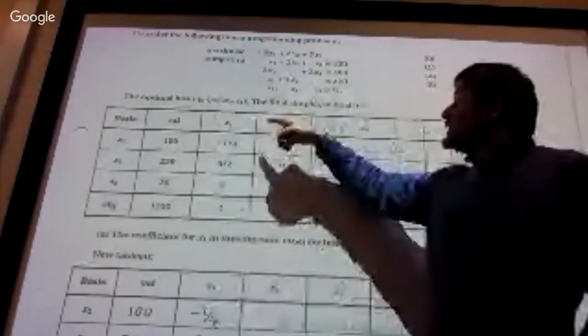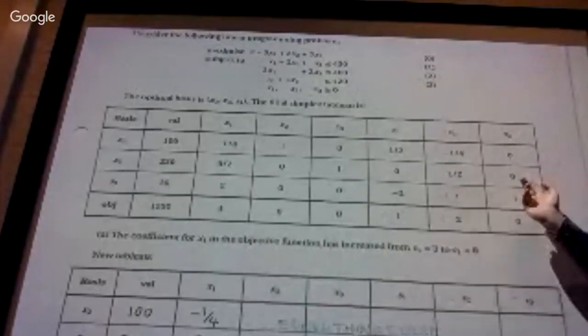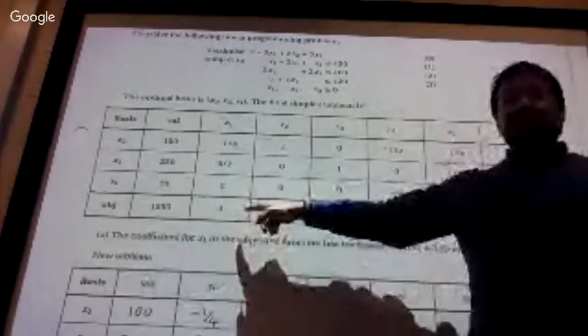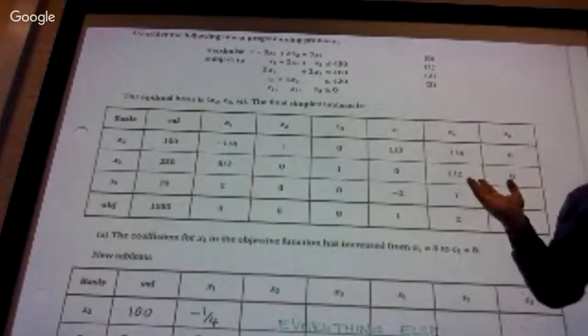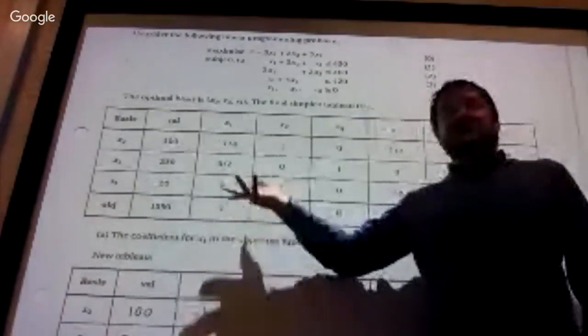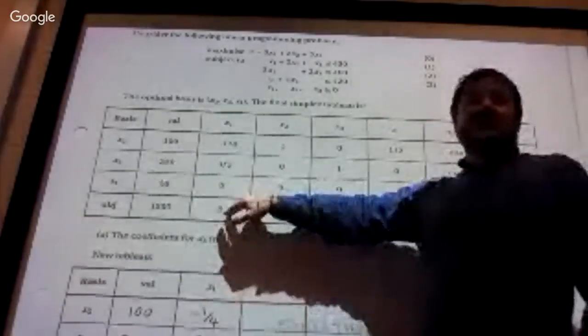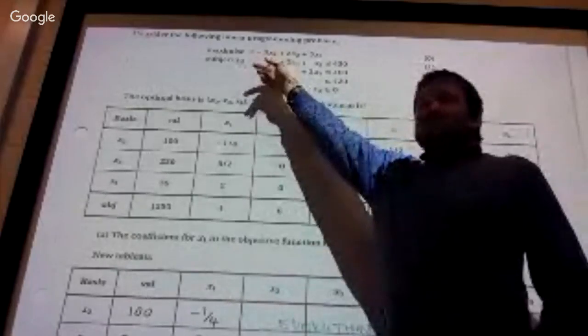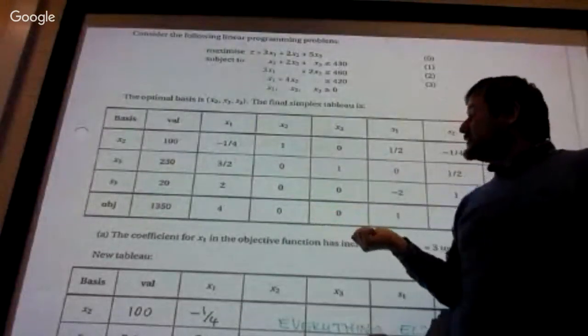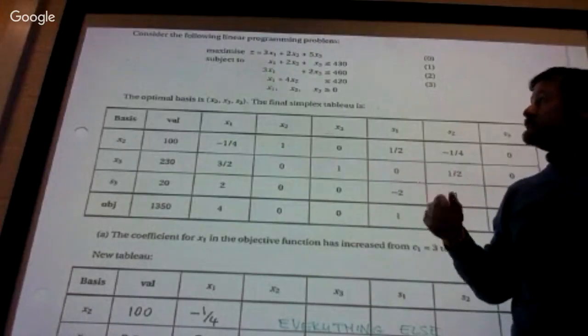Well, if we only changed it to, say, 6, so increased by 3, then this would be 1, 4 minus 3. So nothing would really change. The only thing in the whole tableau that would change would be this entry. That's it. So in this sense, this 4 is giving you some information about how much more profitable x1 would have to become for it to enter the basis.